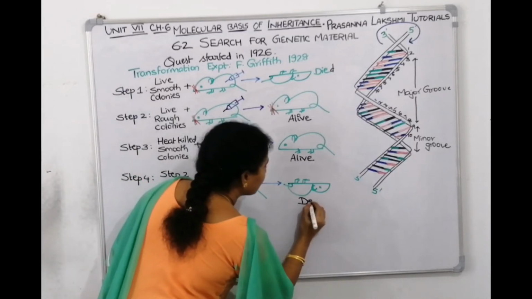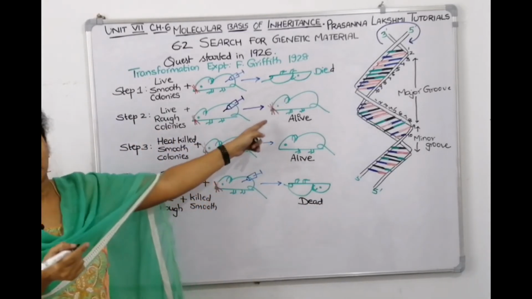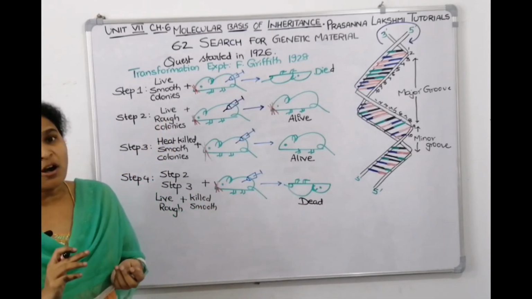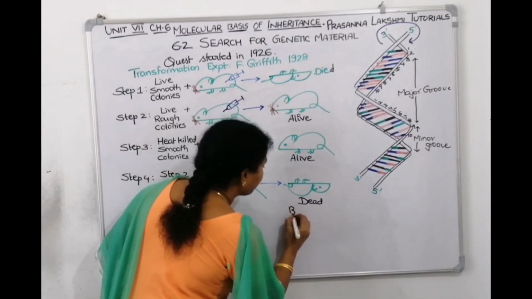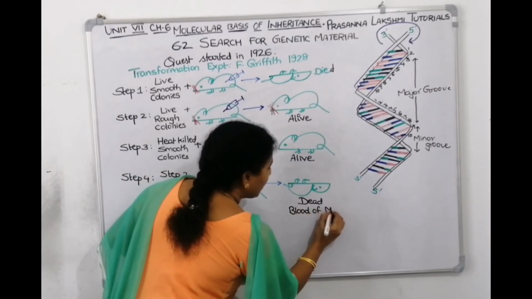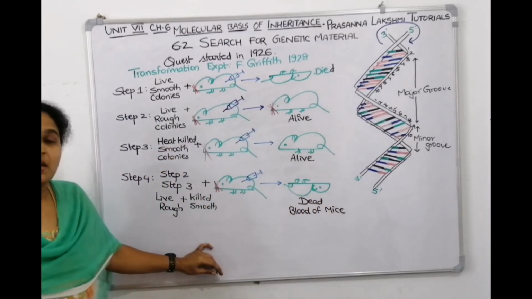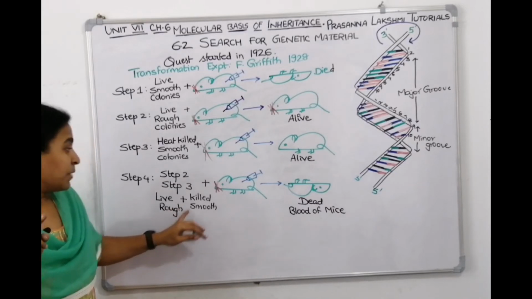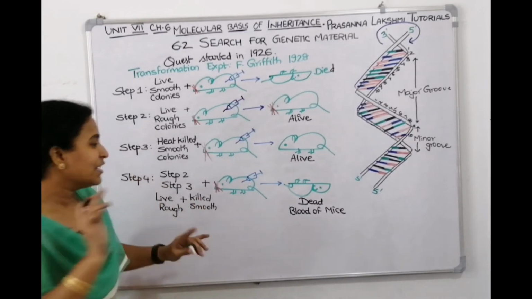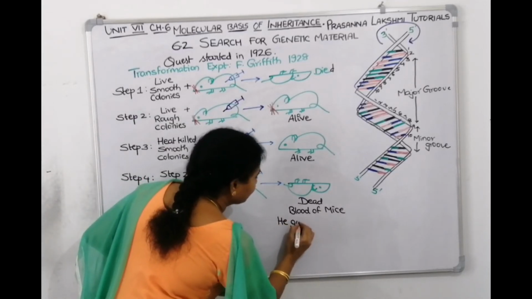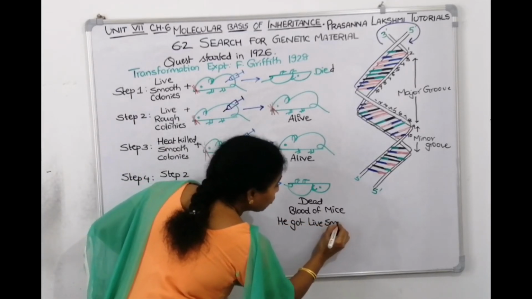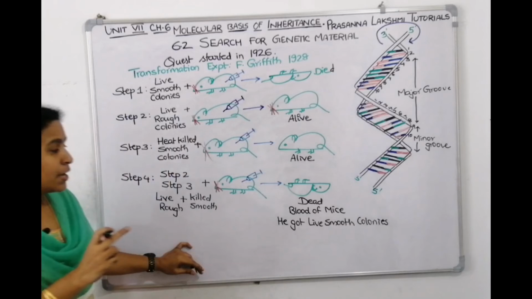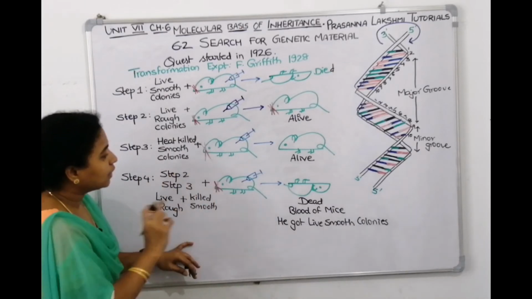Now he got shocked. In second case, mice is alive. In third case, mice is alive. When I combined together and when I injected, why did mice die? He got shocked. Then he collected the blood of the mice and he was checking for the bacterial colonies. Either he should get live rough colonies or he should get killed smooth colonies. Again, for his surprise, he got live smooth colonies in the blood of the dead mice.